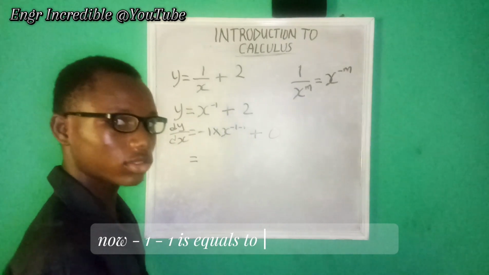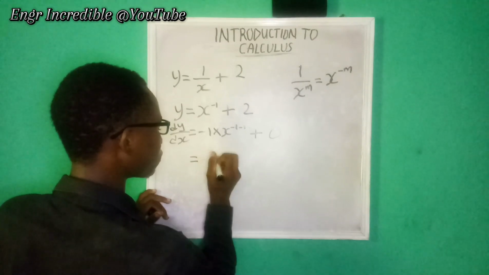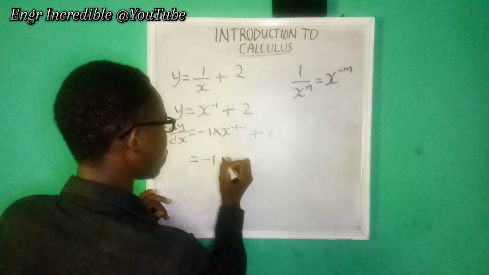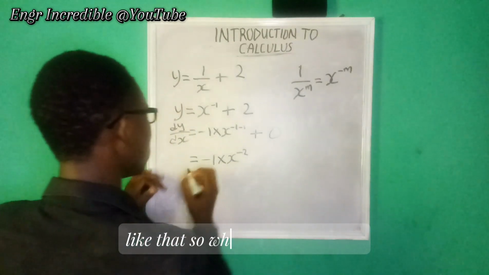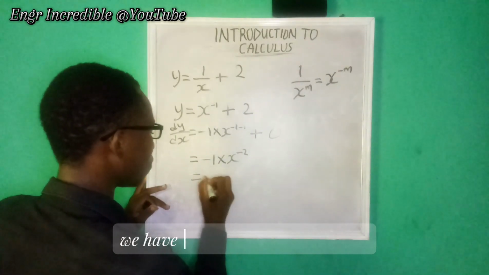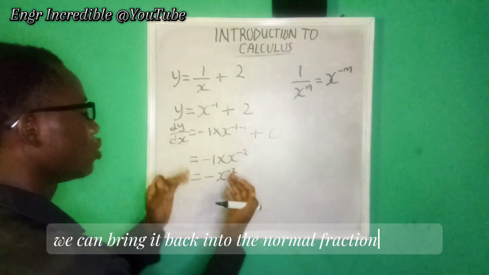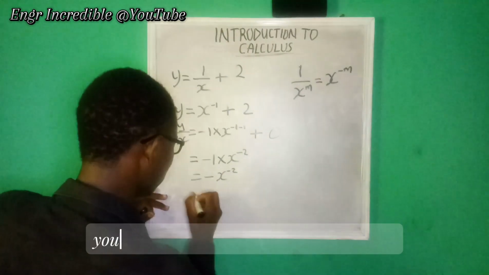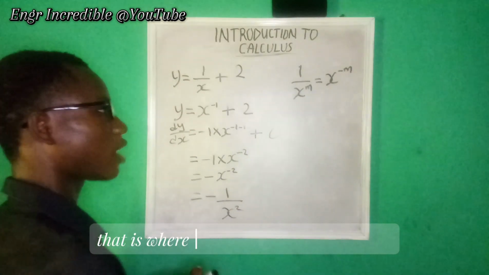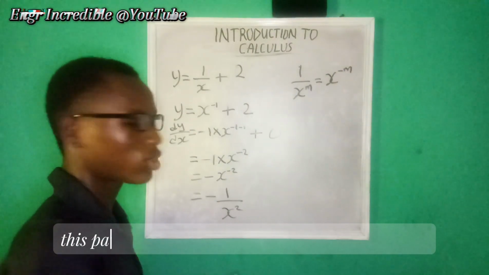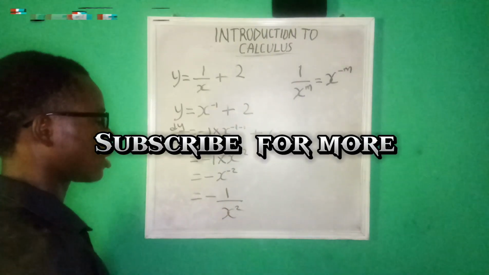Now, minus 1 minus 1 is equal to what? Equal to minus 2. So we have minus 1 times x raised to power minus 2 plus 0, like that. When we simplify this, we have minus x raised to power minus 2. Then we can bring it back into the normal fraction form, which will now give us minus 1 over x squared. That is, when we are bringing this back to this particular form, we get something like this. So this is the answer to this.